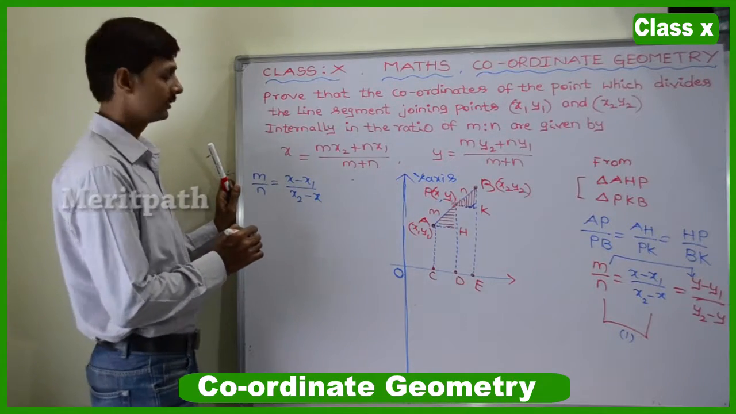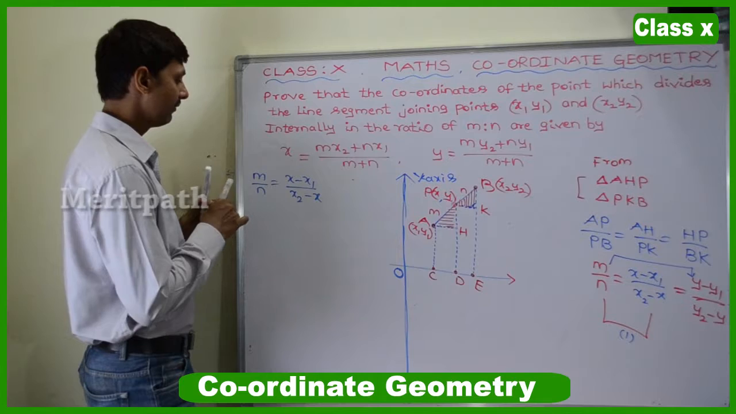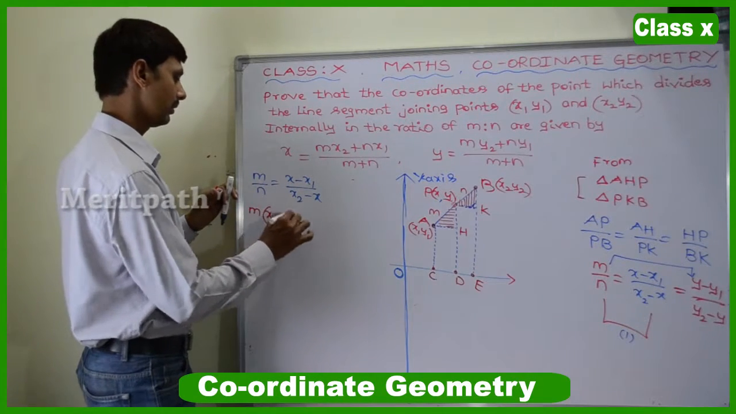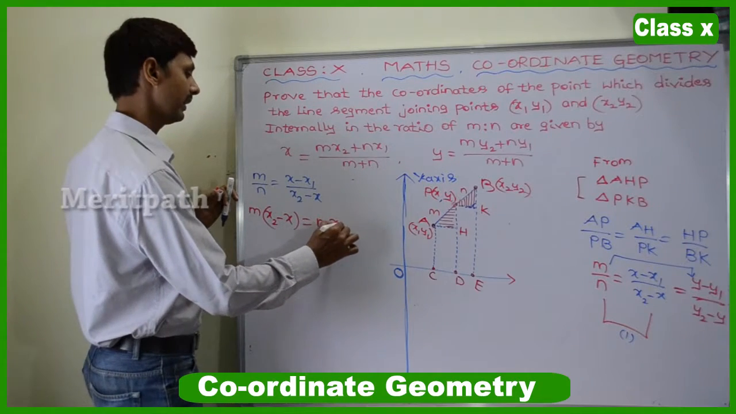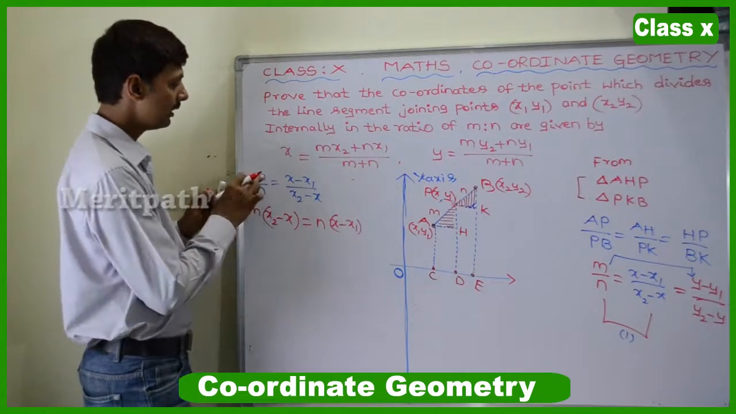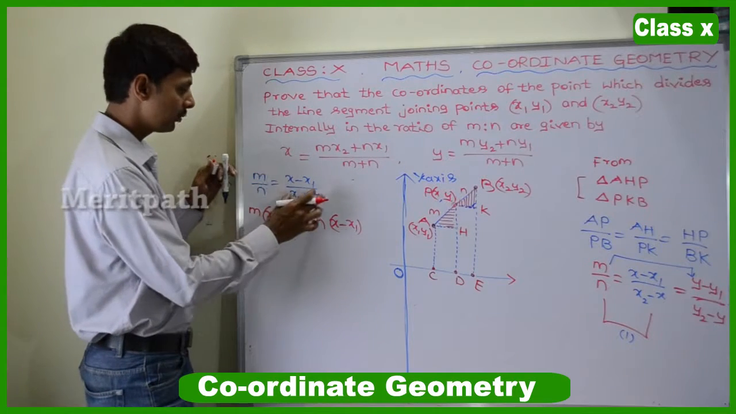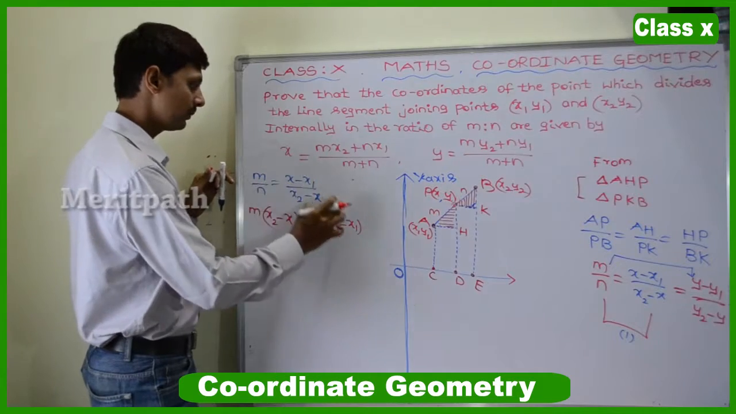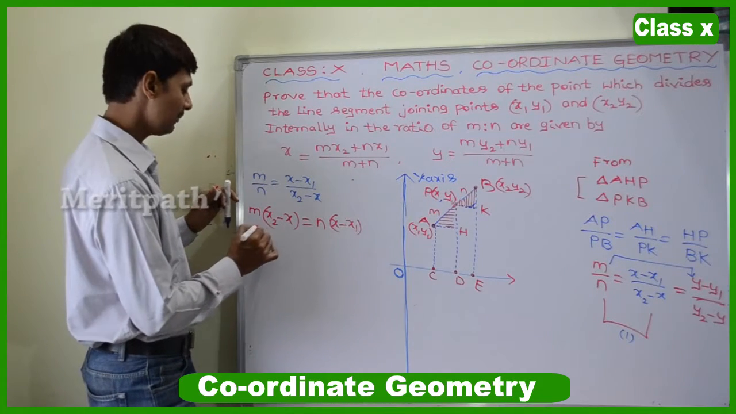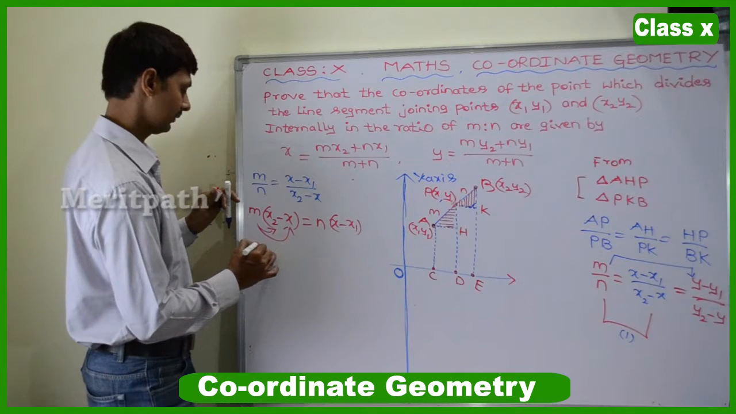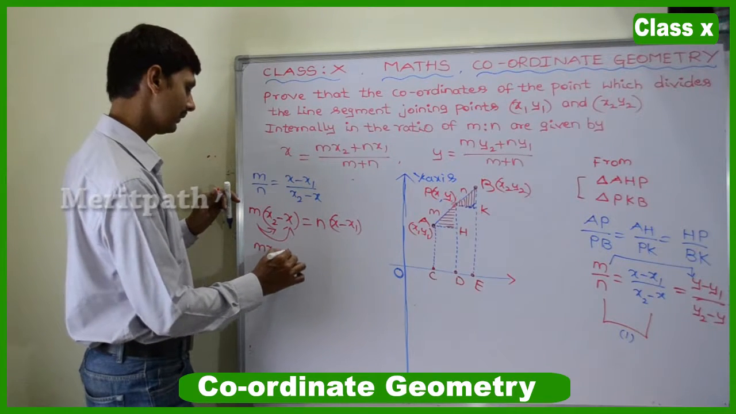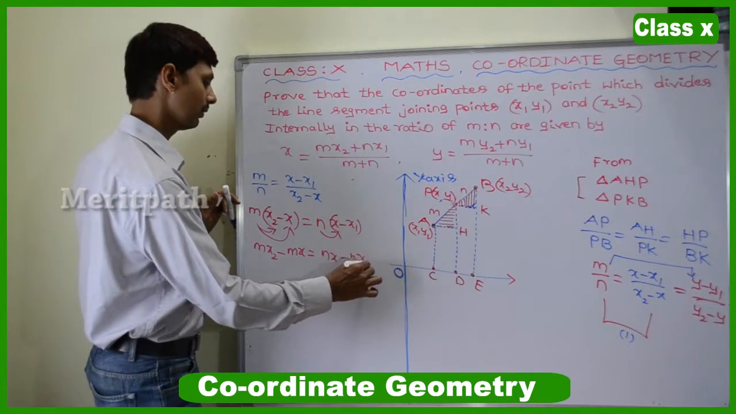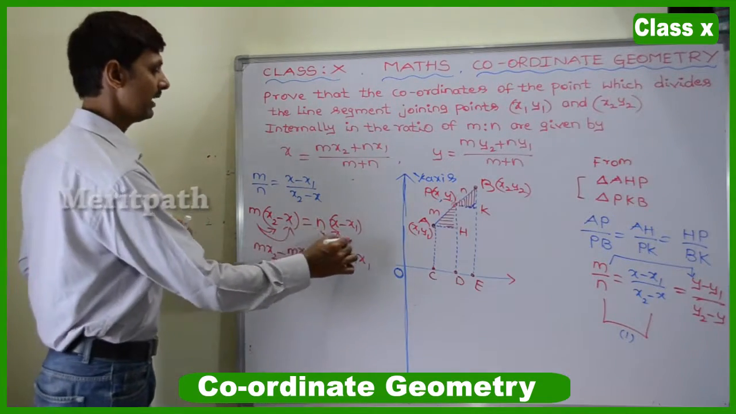Let us do cross multiplication here. When we do cross multiplication, we get m into x2 minus x is equal to n into x minus x1. So let us multiply: mx2 minus mx is equal to nx minus nx1.